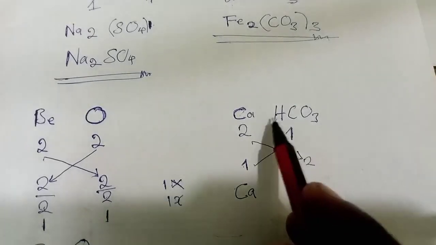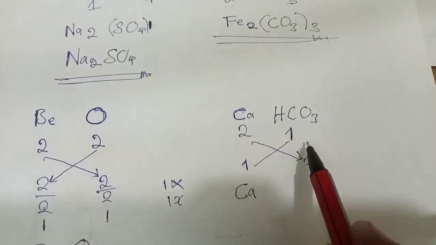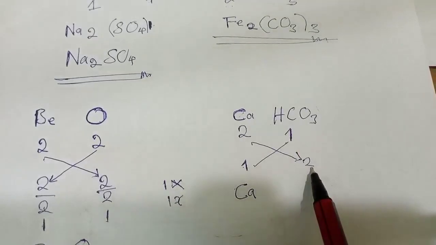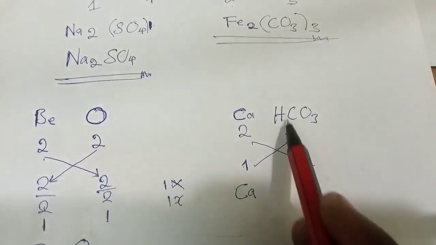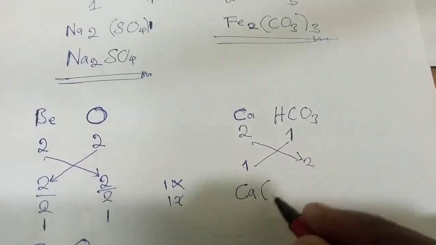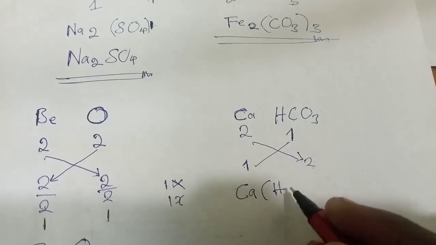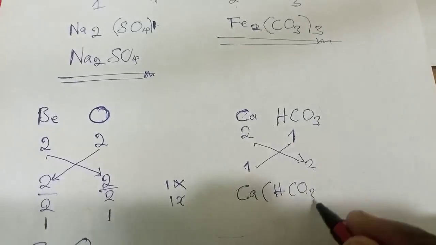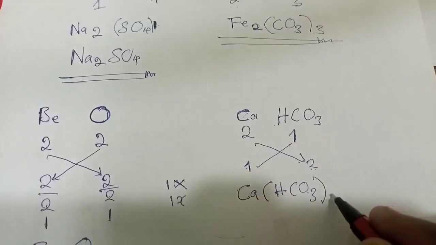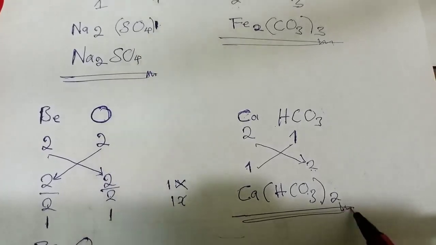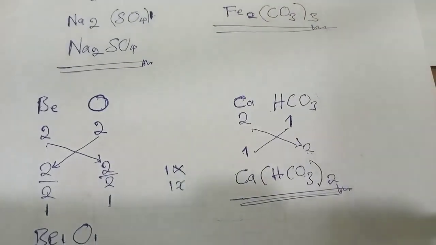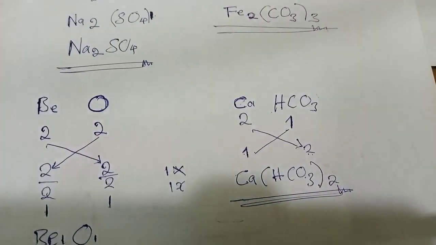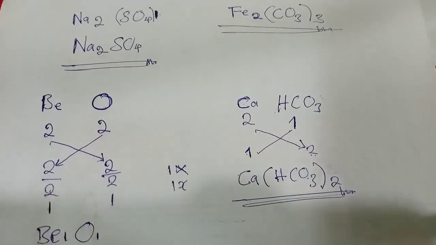All right, then hydrogen carbonate, since this is a radical and the number that has been given to it is more than 1, meaning that it's supposed to be in the bracket. As simple as that, like that, and the 2 comes here, like this. So this is how you are supposed to write it. So this is how you are supposed to answer this assignment that I gave you.